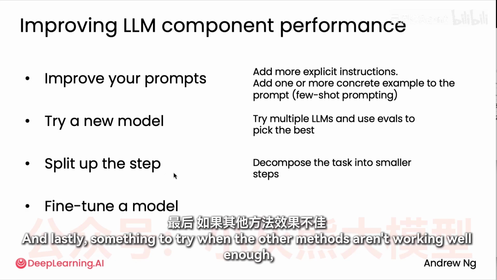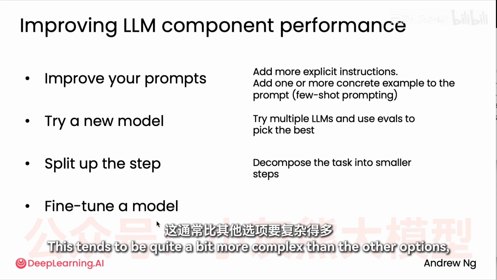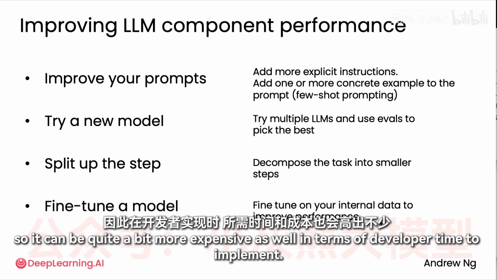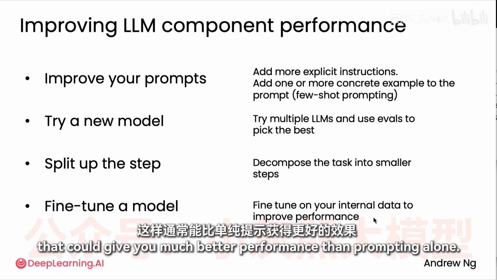And lastly, something to try when the other methods aren't working well enough is to consider fine-tuning a model. This tends to be quite a bit more complex than the other options, so it can be quite a bit more expensive as well in terms of developer time to implement. But if you have some data that you can use to fine-tune an LLM on, that could give you much better performance than prompting alone.